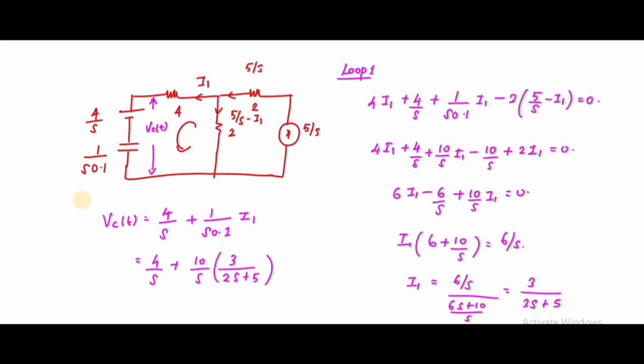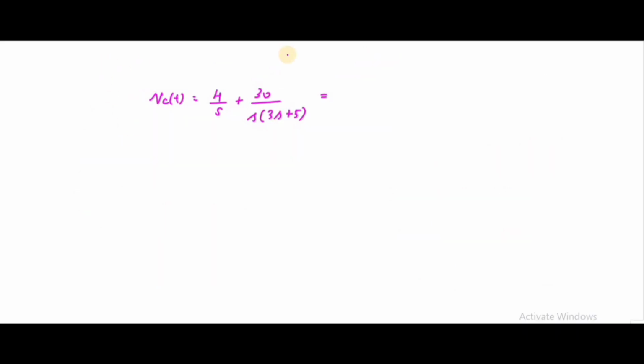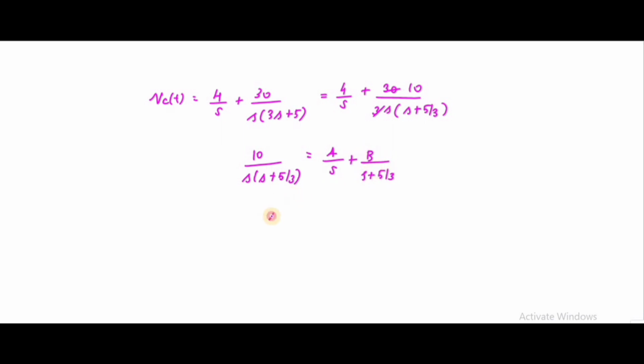For that one you can apply the partial fractions. So 4 by s plus 3, you can take it common. So I can write 10 by s into s plus 5 by 3 as a divided by s plus b divided by s plus 5 by 3. So take LCM: a into s plus 5 by 3 plus b into s is equal to 10.